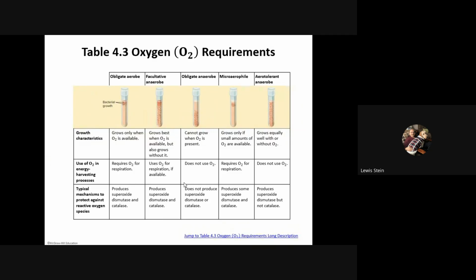And here's why I like this PowerPoint. Obligate aerobes only grow when oxygen is available, require it. They have both the superoxide dismutase and the catalase. Facultative, produce both. Use oxygen if available, if not, they ferment. Anaerobes don't use it. So things like tetanus and botulism, and there's an error on the other PowerPoint about that. They don't produce it.